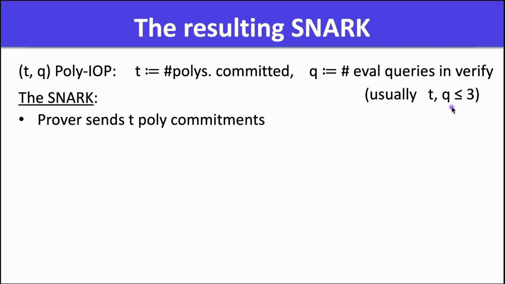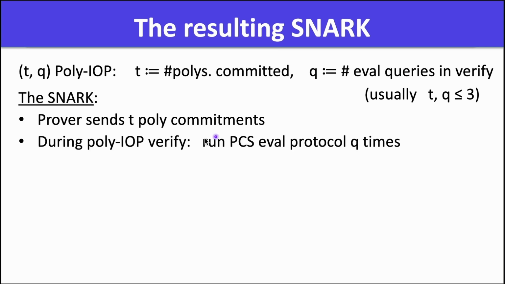And now you can sort of see what the SNARK looks like. The prover will basically send t polynomial commitments to the verifier. Later on, the verifier will open these polynomials at q points. And then the verifier will decide whether to accept or reject. Now, you're probably wondering, what I just described in the polynomial IOP is an interactive process between the prover and the verifier, whereas a SNARK is supposed to be non-interactive. So how do we convert this interactive process into a non-interactive process?